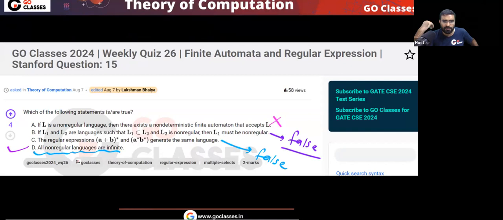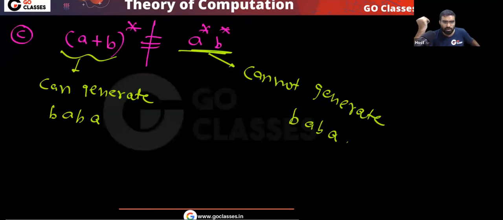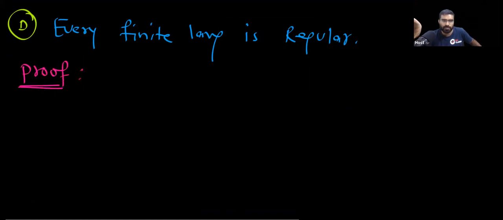Why? Tell me why. Every non-regular language is infinite. Because if it is finite, then it will be regular. Yes or no? We already know that every finite language is regular. Can you prove it? Yes.